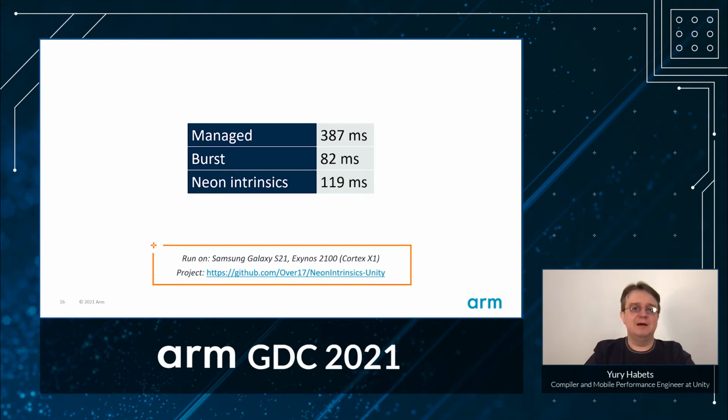The reference device here and further is Samsung Galaxy S21, the European version with Exynos CPU, and the code is run single-threaded on the largest core, which is Cortex X1. So we see that the handwritten routine using Neon intrinsics is in fact slower than the code generated by the Burst compiler. Why is that happening?